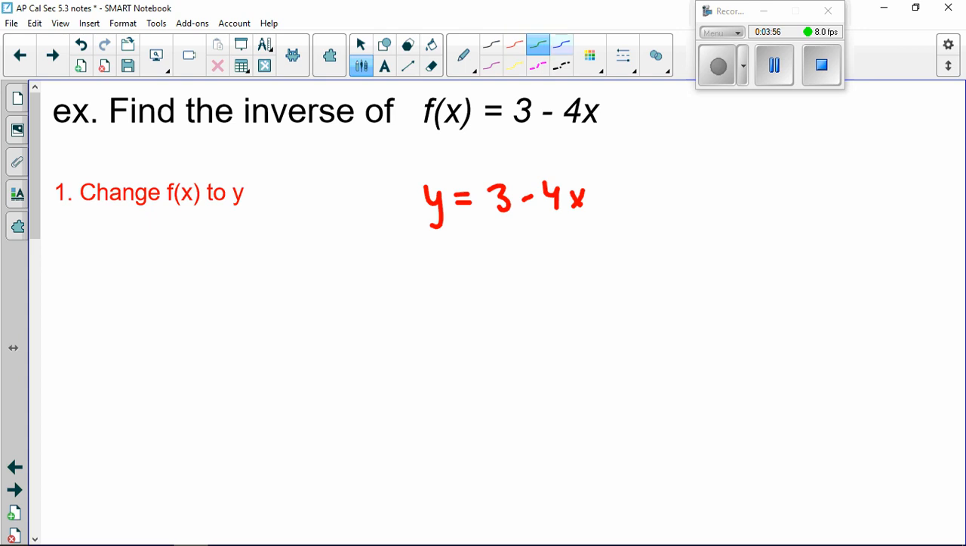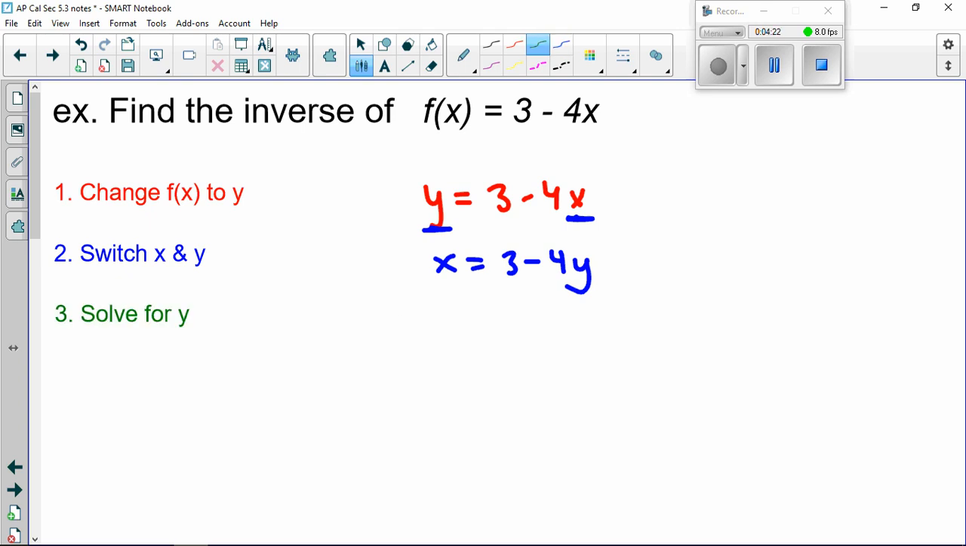And then after we put that y in, it's actually time to start doing our inverse process. So we have a y and an x. Those are going to become the opposite. So we're going to switch our x and y. So this will be x equals 3 minus 4y. So we switched our x and y. You can make a note of these general steps on your paper if that will be helpful for you.